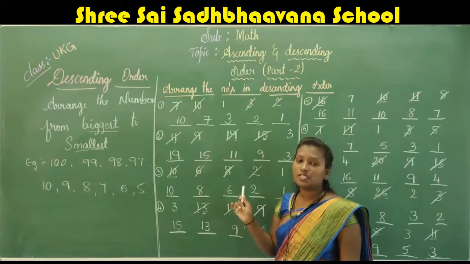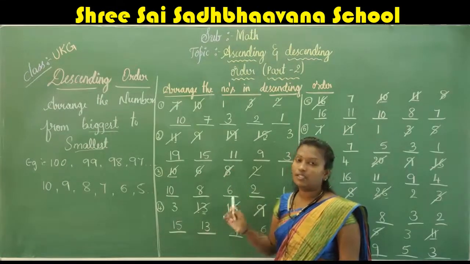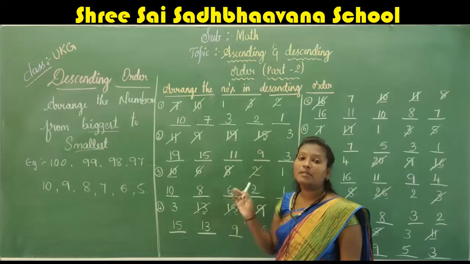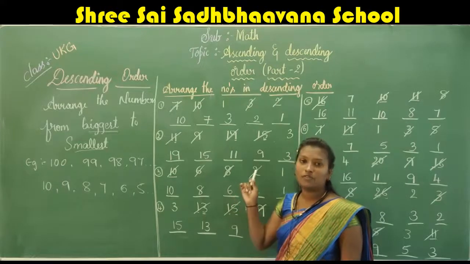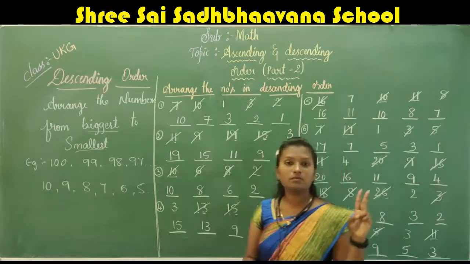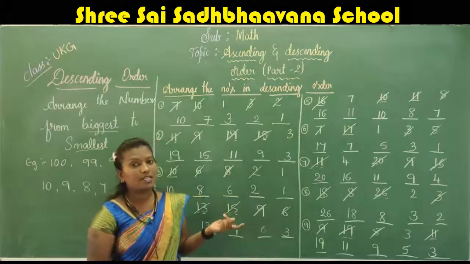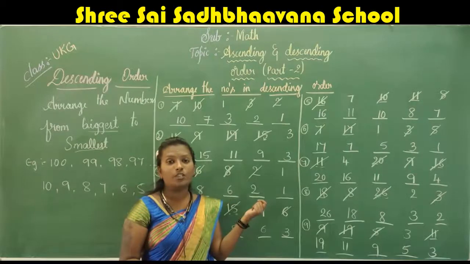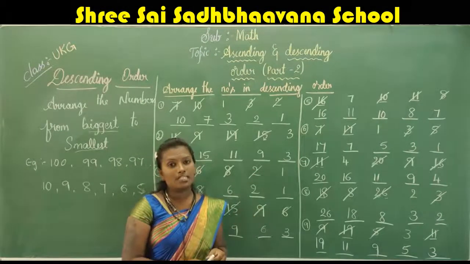In the remaining numbers, the biggest number we write in the second place, and we skip that number also. Of the remaining 3 numbers, the biggest we write in the third place. Lastly, of the remaining 2 numbers, the bigger one we write in the fourth place, and the smallest number we write in the last place.